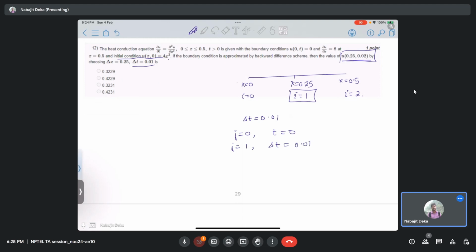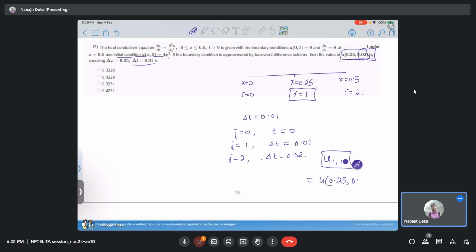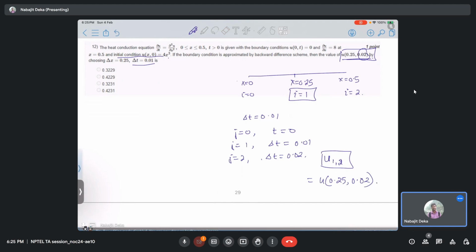So we need to find u1 comma 1, no sorry, j equal to 2 will be delta t 0.02. We are asking at 0.02. So we want u1 comma 2, that will be 0.02. So that's the node point we need to find out.